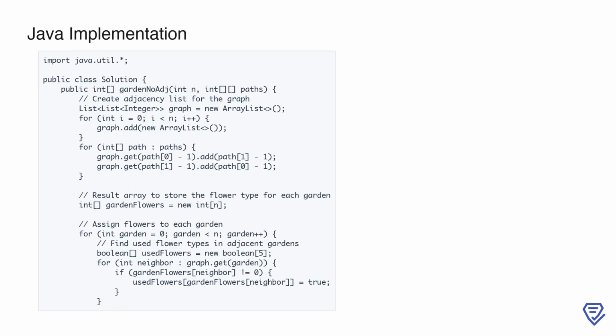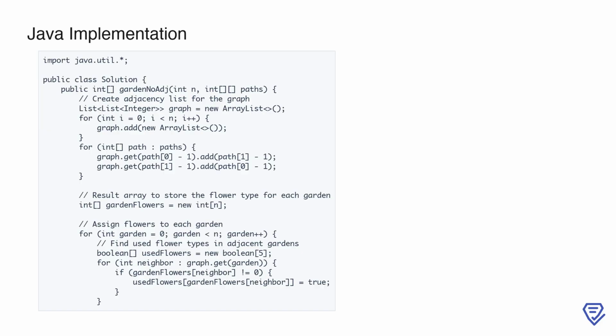Here, we start by importing the necessary utilities and defining our solution class. The method gardenNoAdj takes 2 inputs, the number of gardens n and a 2D array paths that represents the connections between gardens. The first step is to create an adjacency list to represent the graph. We initialize a list of lists called graph, where each garden is represented as a node, and its neighbors are stored in the corresponding list. For each path in the input, we add the connections to both ends, ensuring the graph is undirected.